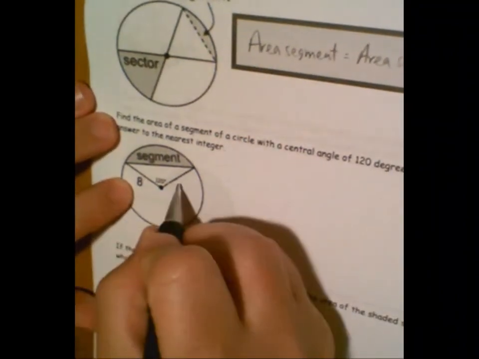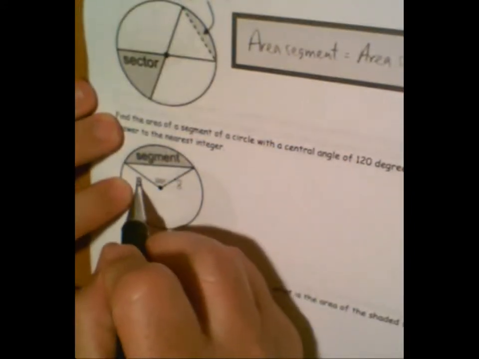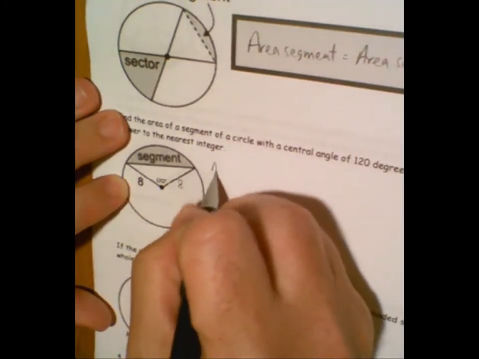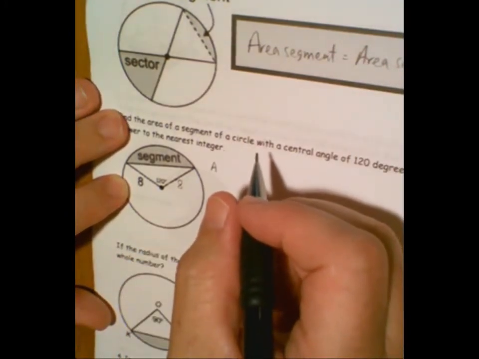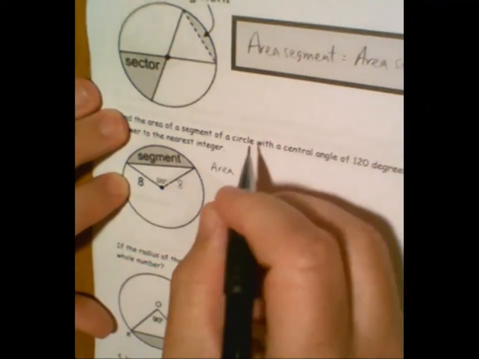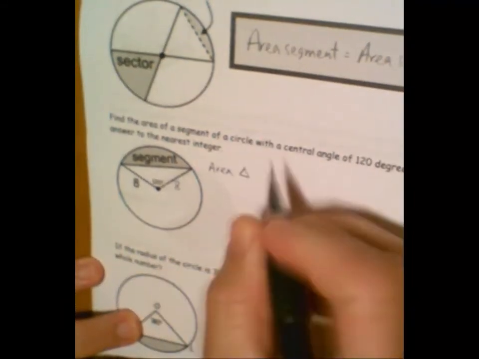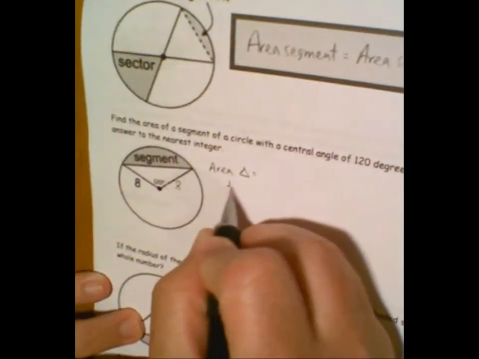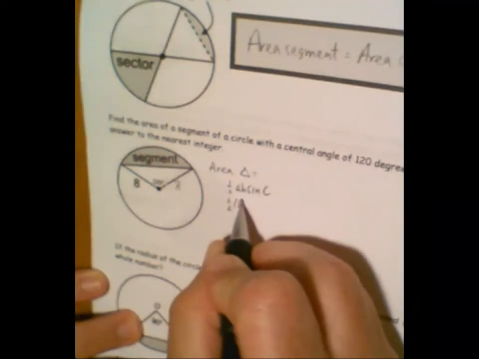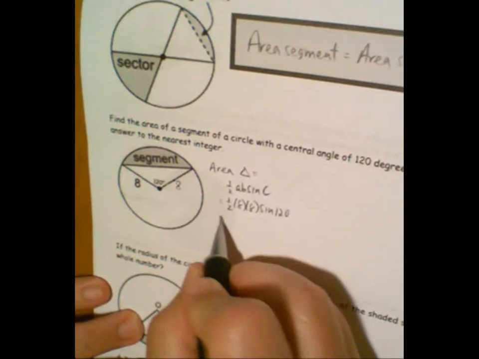If this is 8, this is 8. The area of a triangle is 1/2 one side times another side times the sine of the angle in between the two sides. So we're going to need lots of things. We're going to need the area of the triangle, which is 1/2 ab sine C, 1/2 of 8 times 8 times the sine of 120.